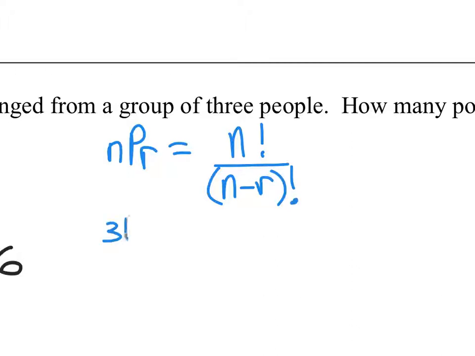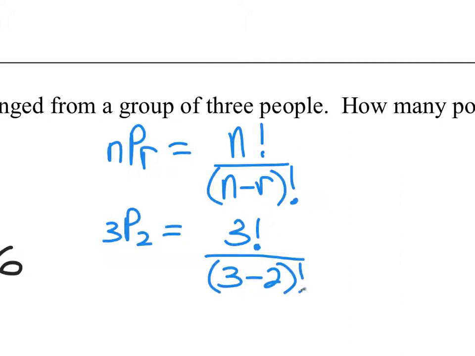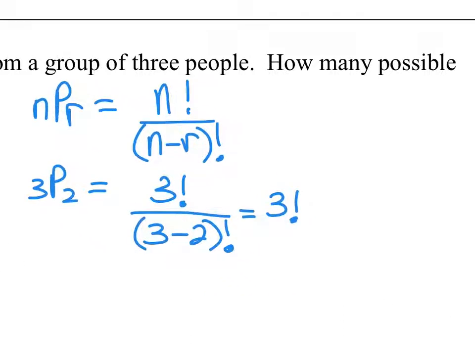So if I want 3P2, I'm looking at 3 factorial over (3 minus 2) factorial. And so that ultimately just ends up being 3 factorial, because 3 minus 2 is 1, and 1 factorial is 1, so 3 factorial. So we have a little mathematical justification for why 3P2, you know, conceptually we have the justification, but now we also have a mathematical justification that 3P2 and 3 factorial are the same thing.